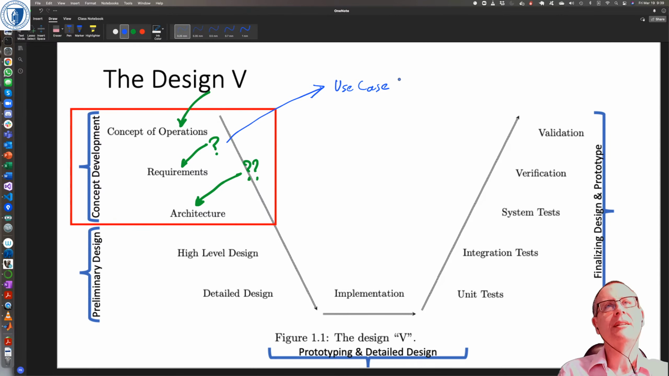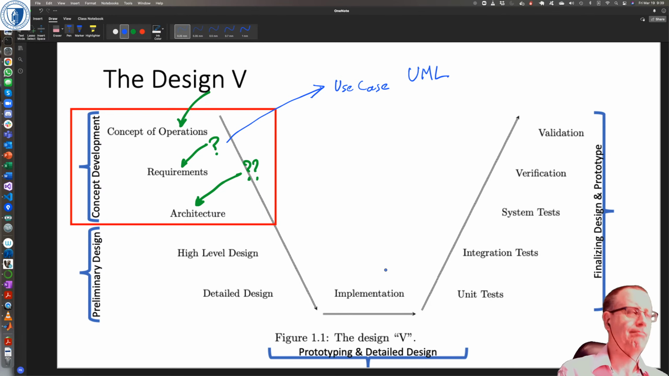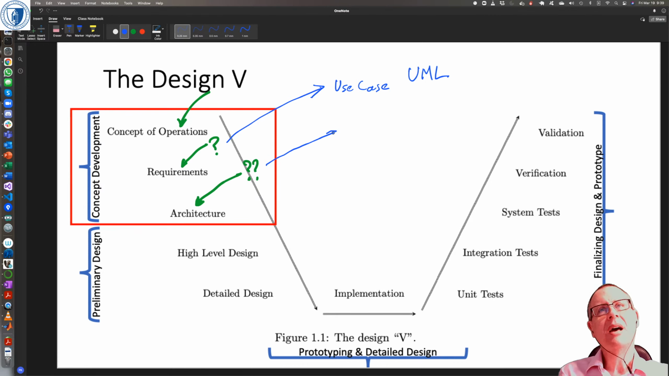And this is a UML diagram, Unified Modeling Language, that people use in software and in systems engineering. I'm going to ask you to try and use another UML diagram to describe your architecture, and I'll talk a little bit about this in a bit. And that's to use a deployment diagram.